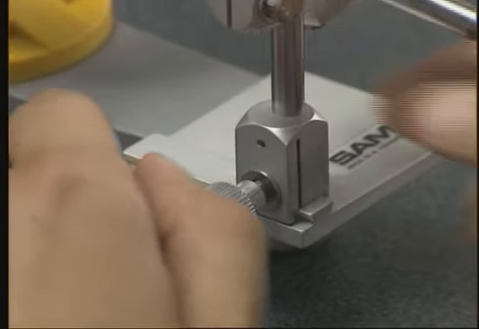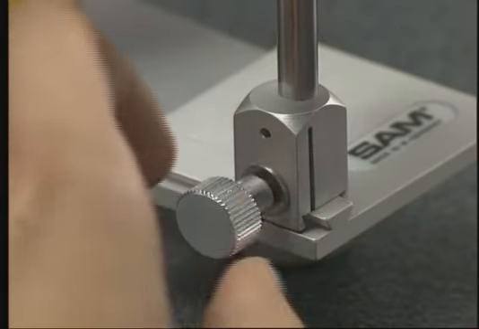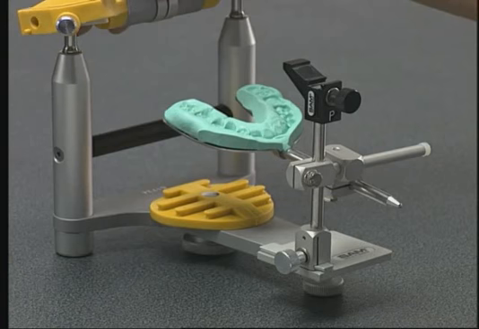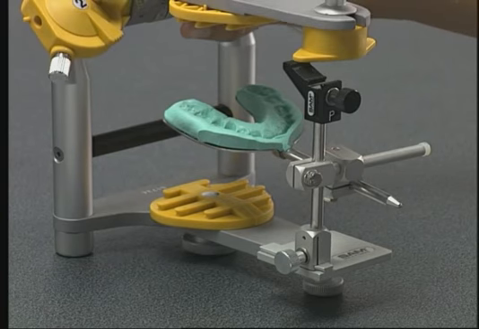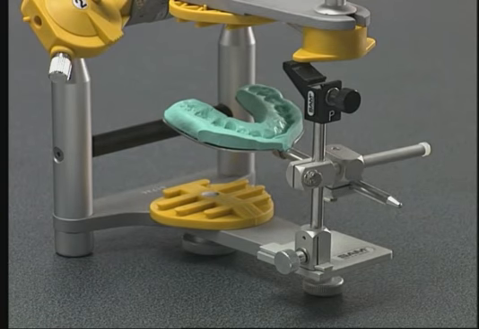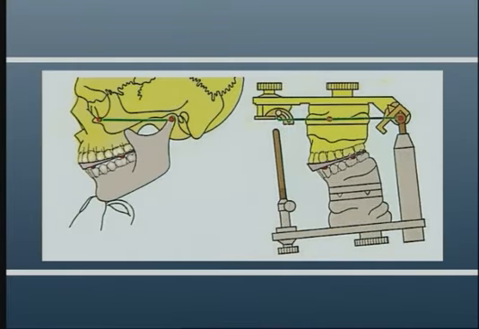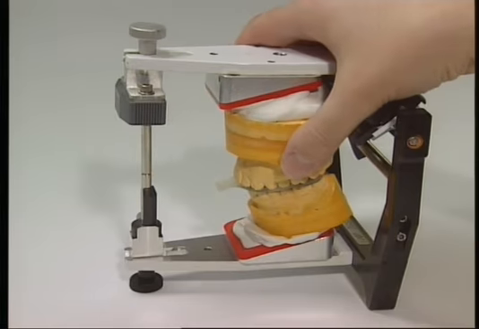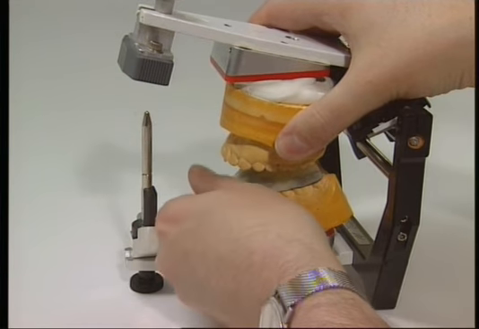The results of this registration are transferred precisely to the articulator by plastering the models onto it. One can see clearly that this precise registration procedure transfers the prevailing skull conditions exactly to the articulator. This is important if dentures are to function properly.